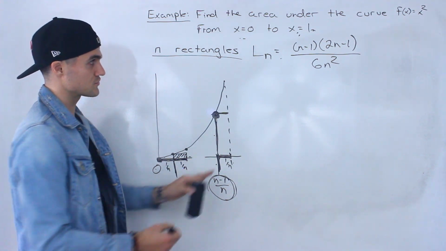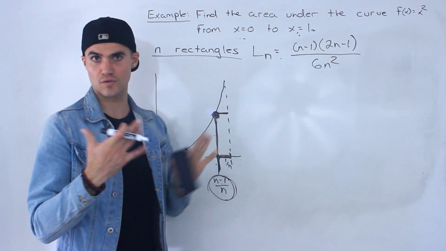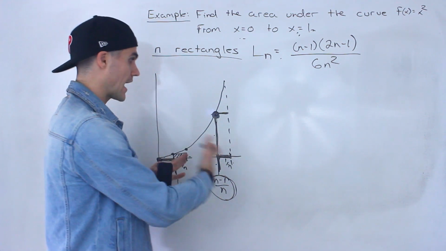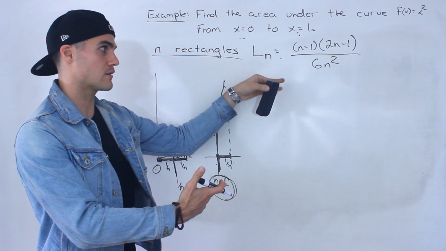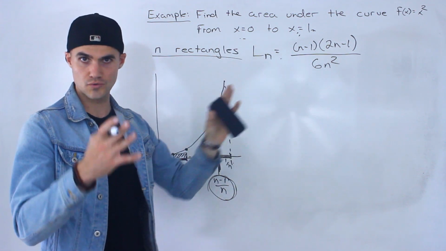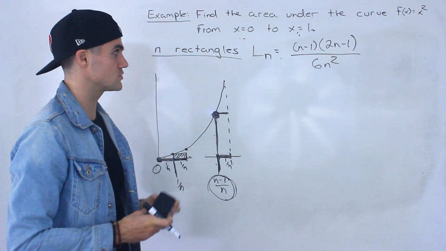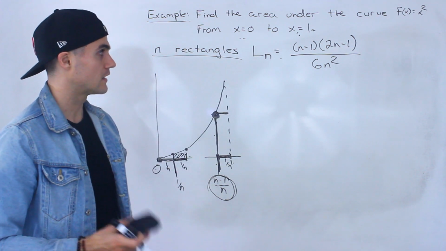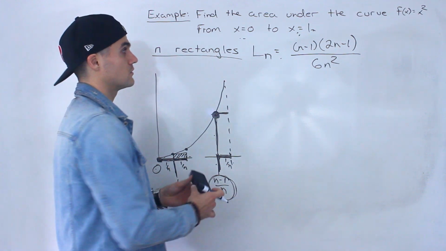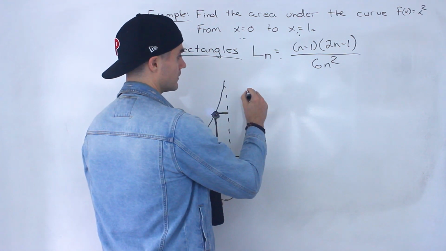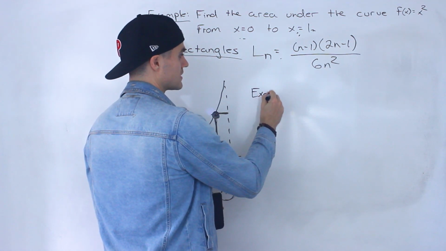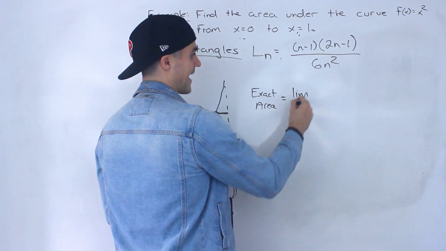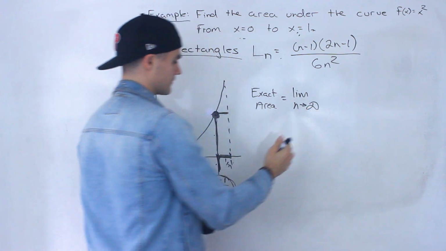And so what's nice about this expression here is that we can get the value for the sum of all of these rectangles for any number of rectangles, for any n value. Right? So if we use 9 rectangles, we could plug in 9 for n. If we use 1,000 rectangles, which would be really close to the exact value, we would just plug in 1,000 for n.